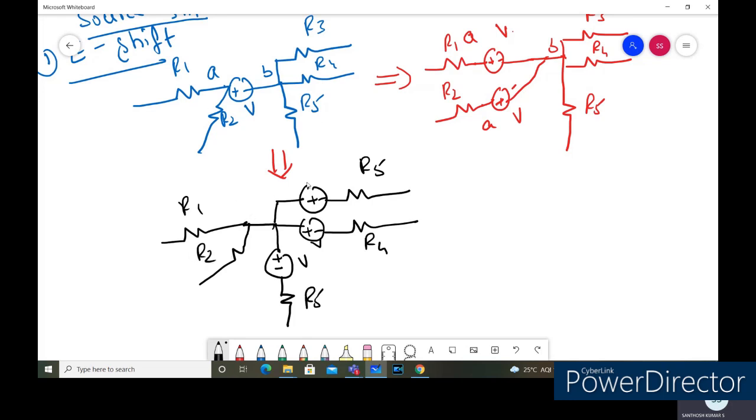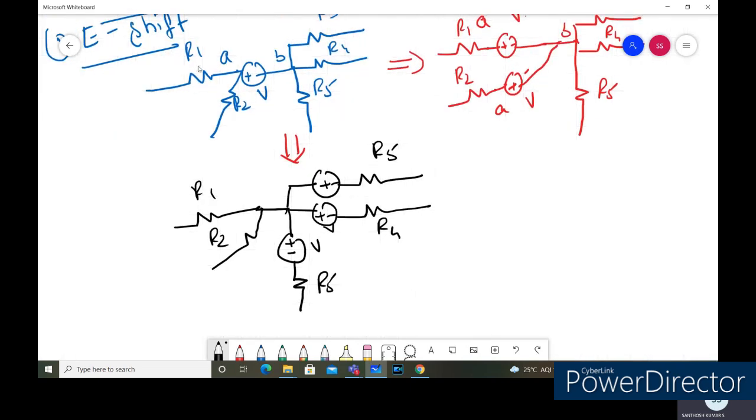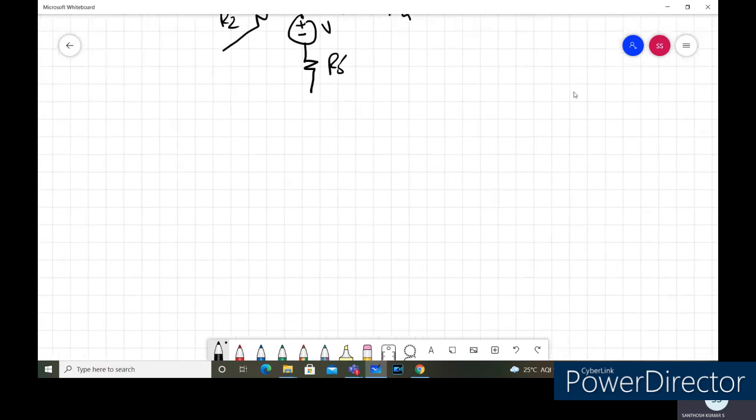This kind of shifting of the voltage source, we are going to call it an E shift. This will be helpful whenever it is not possible to reduce the circuit when current sources or voltage sources are there among the many resistors like this, we can make use of this concept.